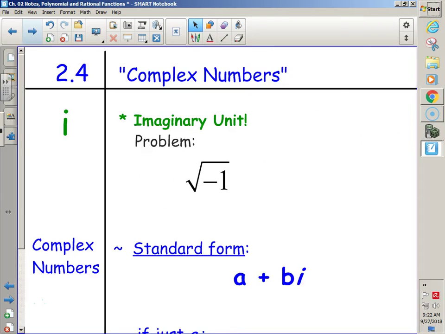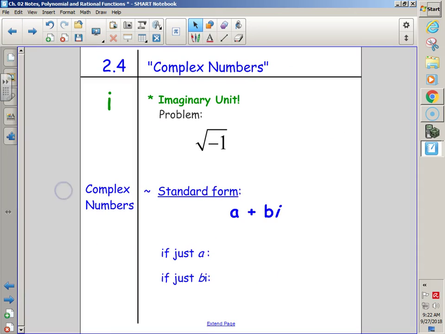Here we go, 2.4, complex numbers. You know what's super ironic? Guess who else is doing complex numbers right now? Algebra 2. Algebra 2 kids are doing complex numbers, which means I think actually their homework was due today. I was going to say you could almost get some tutoring hours if anybody's stuck on it.